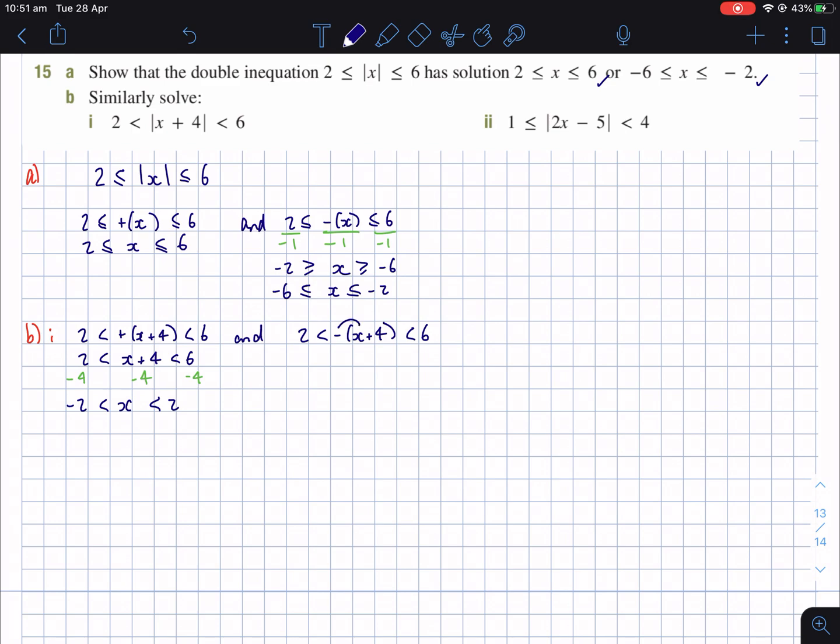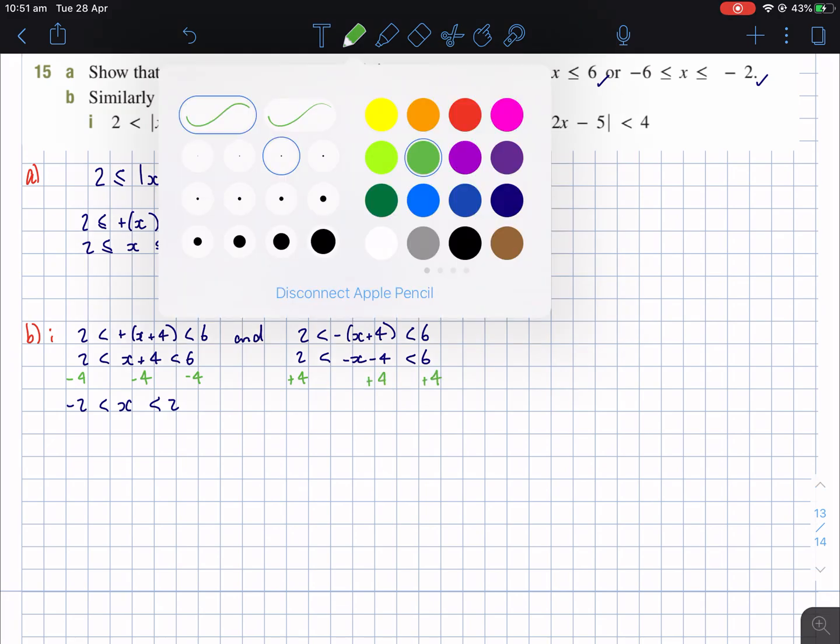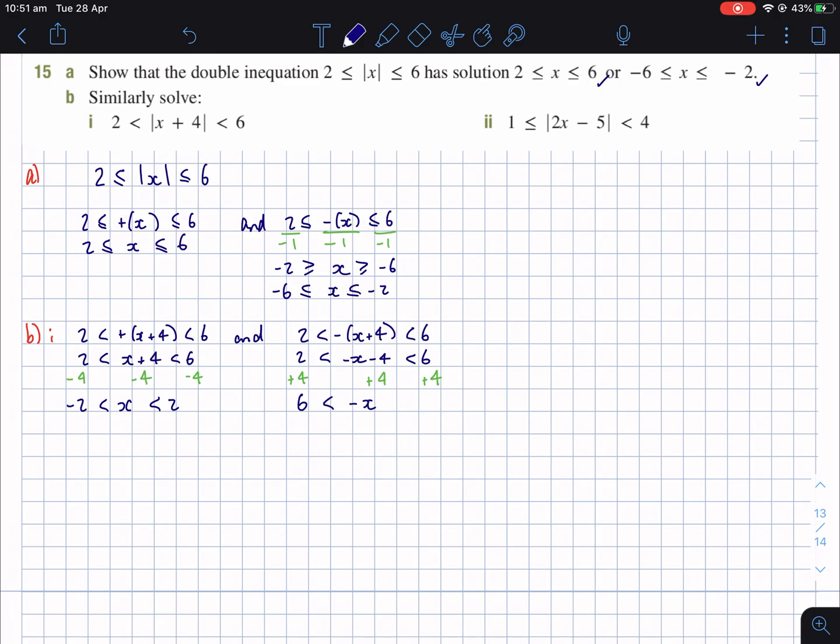Here, you could either expand these brackets, or you could divide by -1 straight away. We've been expanding the brackets every time, so I'm going to do that. 2 is less than negative x, take 4 is less than 6, plus 4 to everything. And I get 6 is less than negative x is less than 10. And now I'm going to divide everything by -1, which means I get -6, positive x, -10, and everything changes sign. And we write that so the number that's smallest is furthest to the left, and so -10 is less than x, it's less than -6.